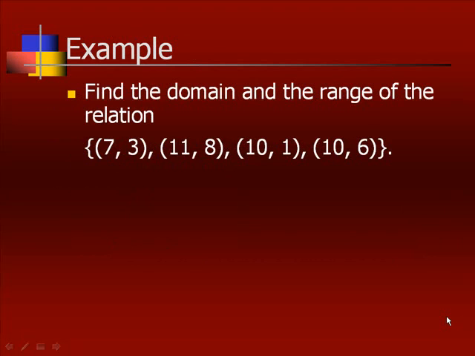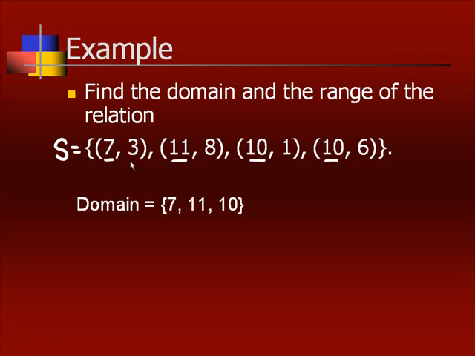So for instance, in this one, let's say we let S be the set of ordered pairs (7, 3), (11, 8), (10, 1), and (10, 6). The domain is the set of x values: 7, 11, 10, and 10. Now when we write those, we don't have to write 10 twice because it's the same element. You can list it both, but you don't have to. The range is 3, 8, 1, and 6.